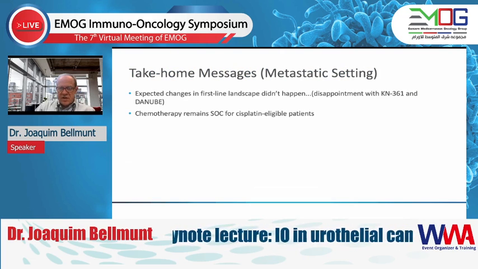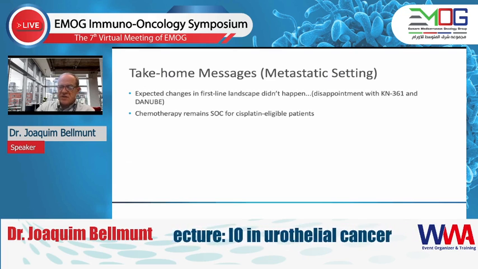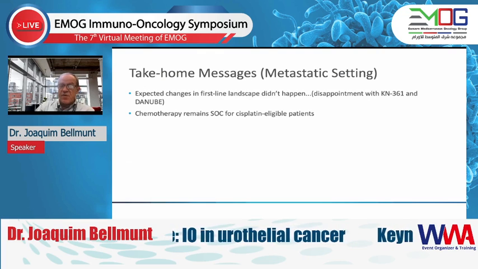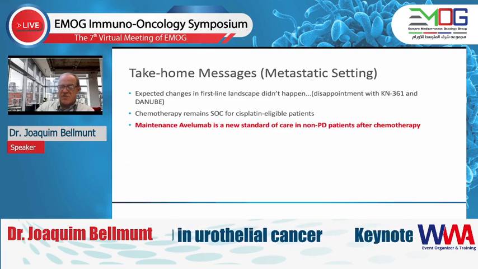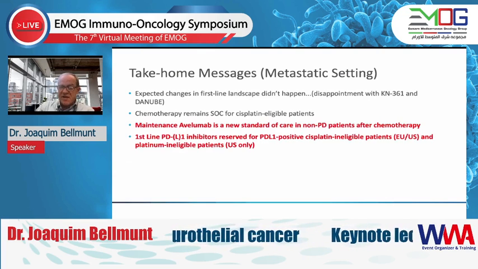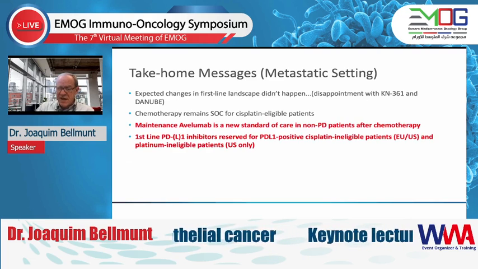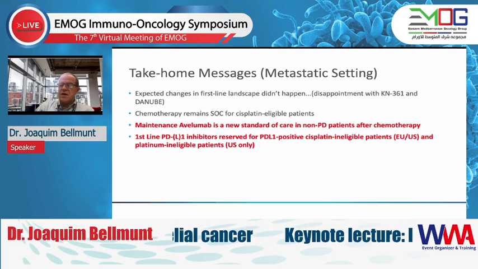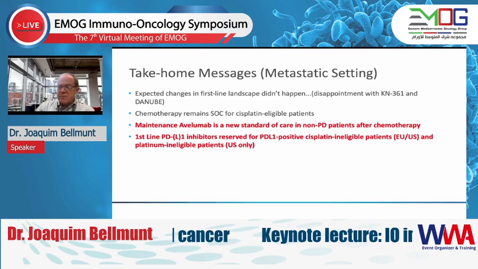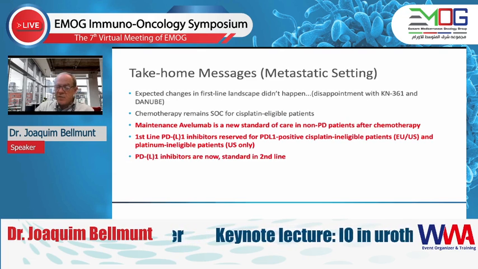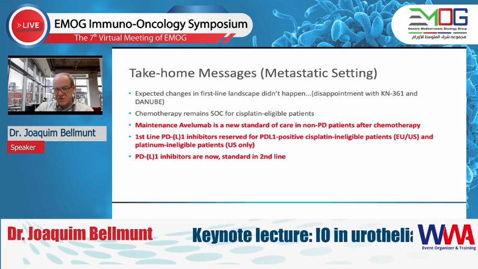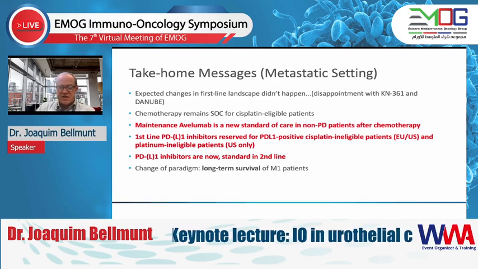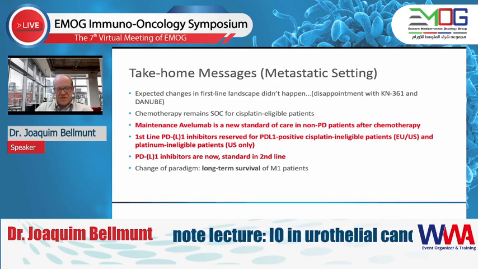Take-home messages in this metastatic setting. We were expecting changes in first line that we didn't see. We were disappointed by the Keynote 361, the DANUBE. Still, chemotherapy in metastatic disease is the standard of care. We have maintenance avelumab as the newest standard. We have a first-line atezo or pembro in platinum ineligible who are PD-L1 positive. Second-line immunotherapy based on the Keynote 45 is also standard of care. Those are the 3 settings in the metastatic disease.